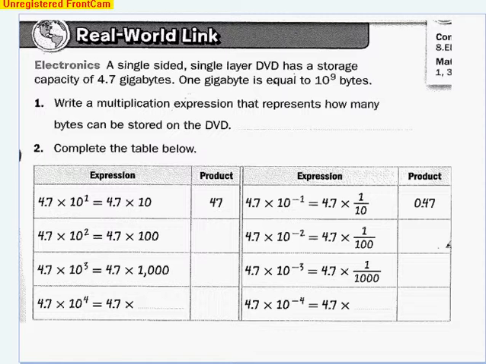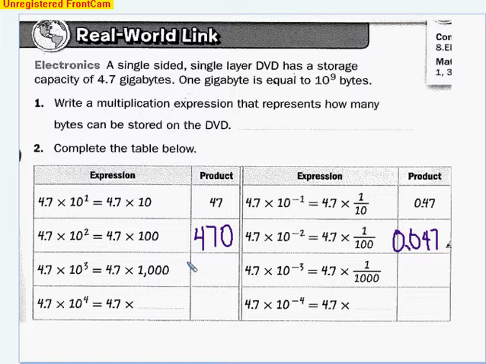Complete the table below. Okay, they started the first one for us with 4 and 7/10 times 10 to the first, and they got their product of 47. So we're going to do 4 and 7/10 times 10 to the second power, which would give us 470. 4 and 7/10 times 10 to the negative 2 would give us 0.047 or 47 thousandths.